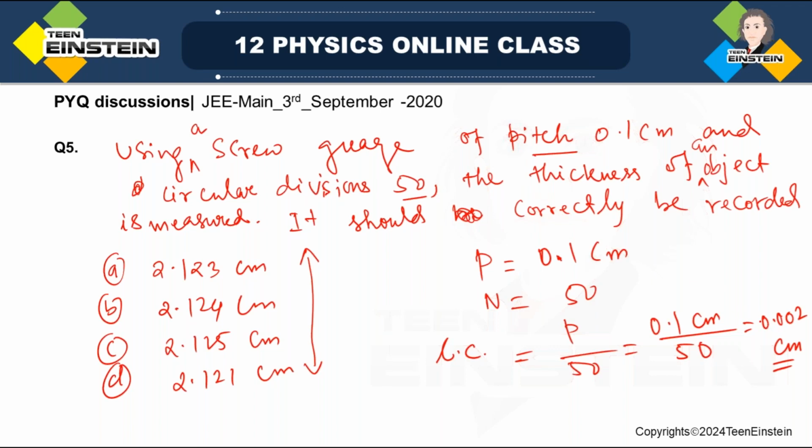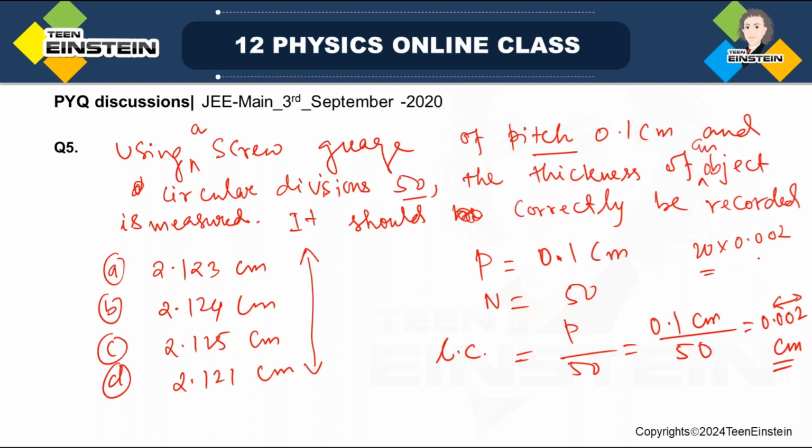Yes, one thing I can guess is that you will have decimal points up to 3 places in your answer. So every one of them has 3 decimal places. And see, any circular reading you get, suppose I get a circular reading of 20, then I have to multiply this by the least count. Let me just do that and see what I get.